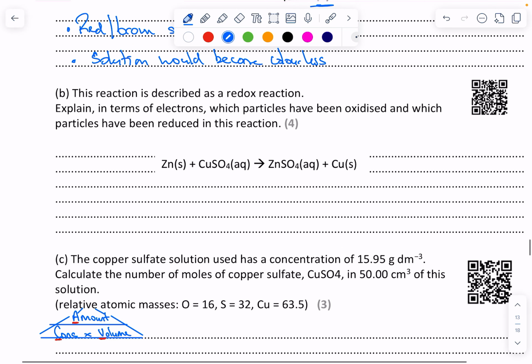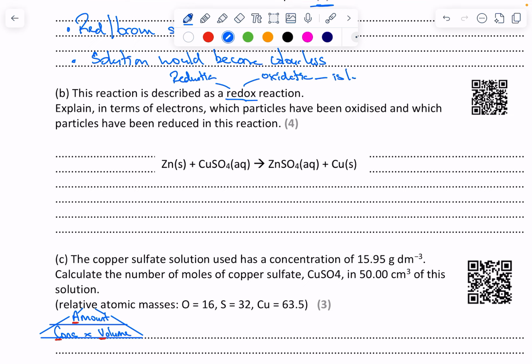Right, the next one. This is a redox reaction. Remember, core knowledge, redox means you have got reduction and oxidation taking place in one reaction. Oxidation, remember, is loss of electrons, and reduction is gain of electrons. So, explain what's been oxidized and what has been reduced in this particular bit.